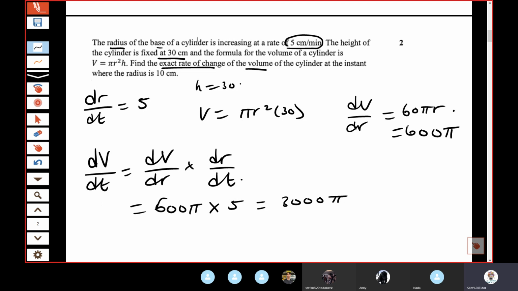Radius is 10. R is 10. Easy stuff by now.